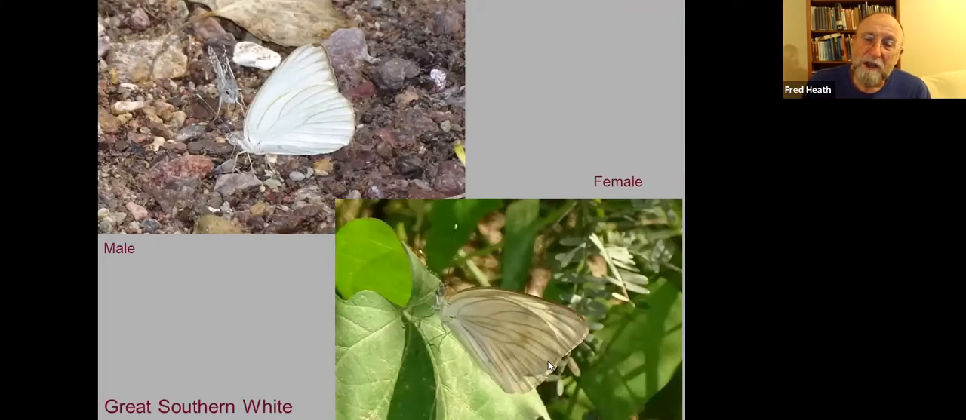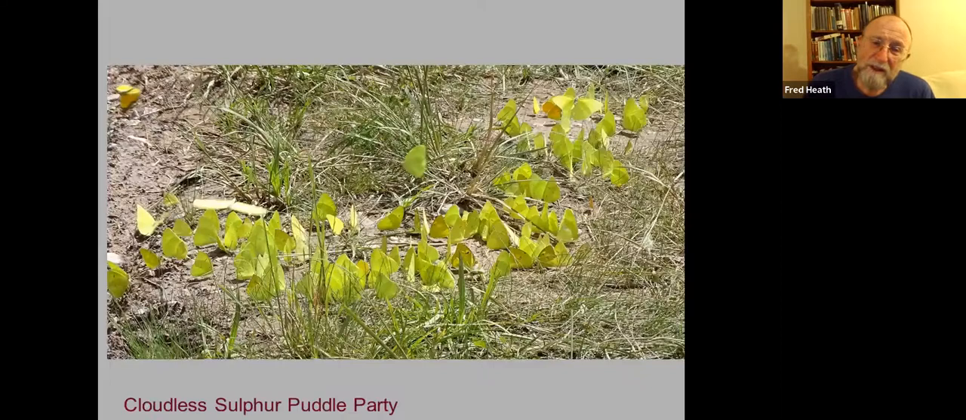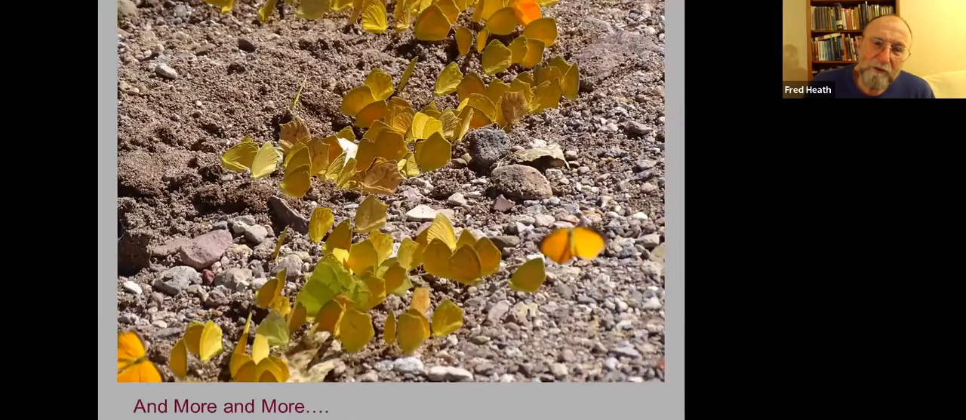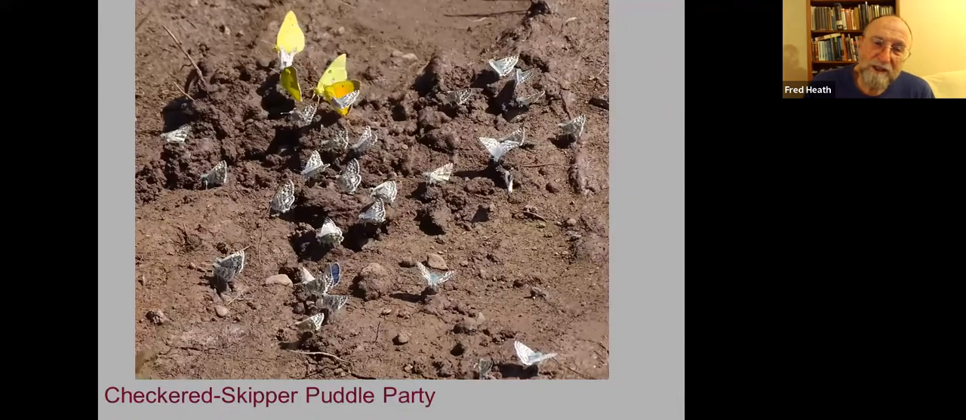And this is the great southern white, the female. We actually saw her laying eggs, but they're really a tropical butterfly. And we don't think, as mild as the winter was, that any of them made it through in any stage, because nobody's seen one this year. We get these huge puddle parties of sulfurs just all over the place. Sometimes other things like the checkered skipper.